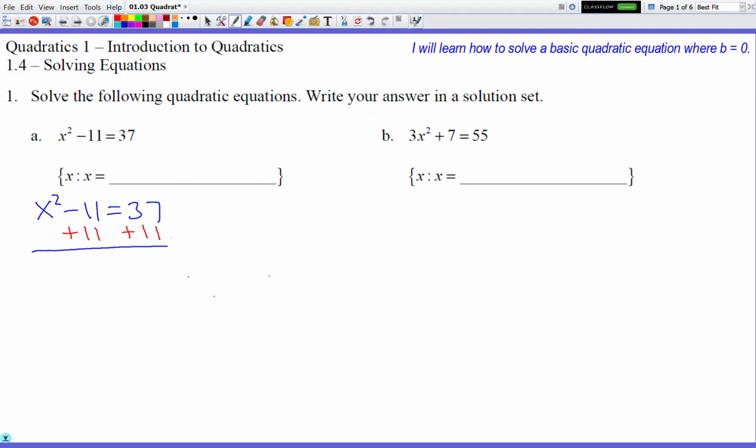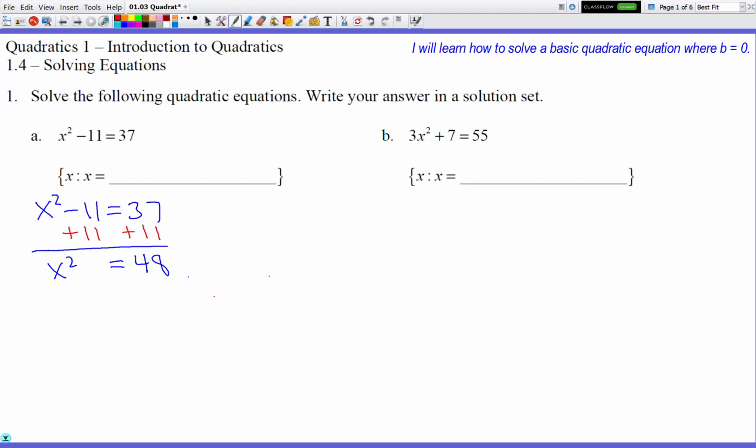Okay, so on the left side of the equal sign, we have x squared because negative 11 and positive 11 cancel out. On the right side of the equal sign, we have 48. Notice how the negative 11 is gone, so we can move on now to the square. Getting rid of squares is basically doing what is called a square root. This is also something you should have learned in your other classes. It's not brand new.